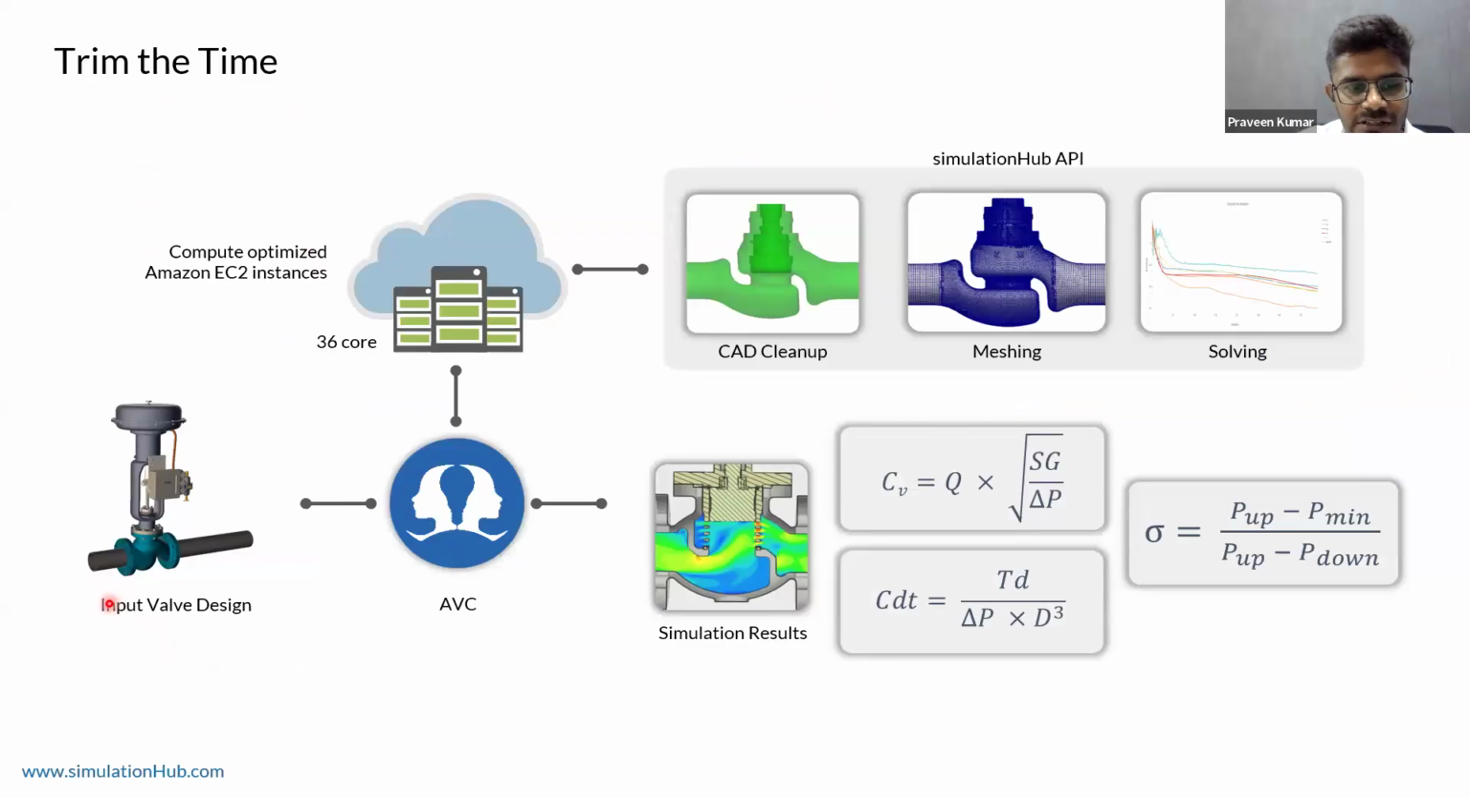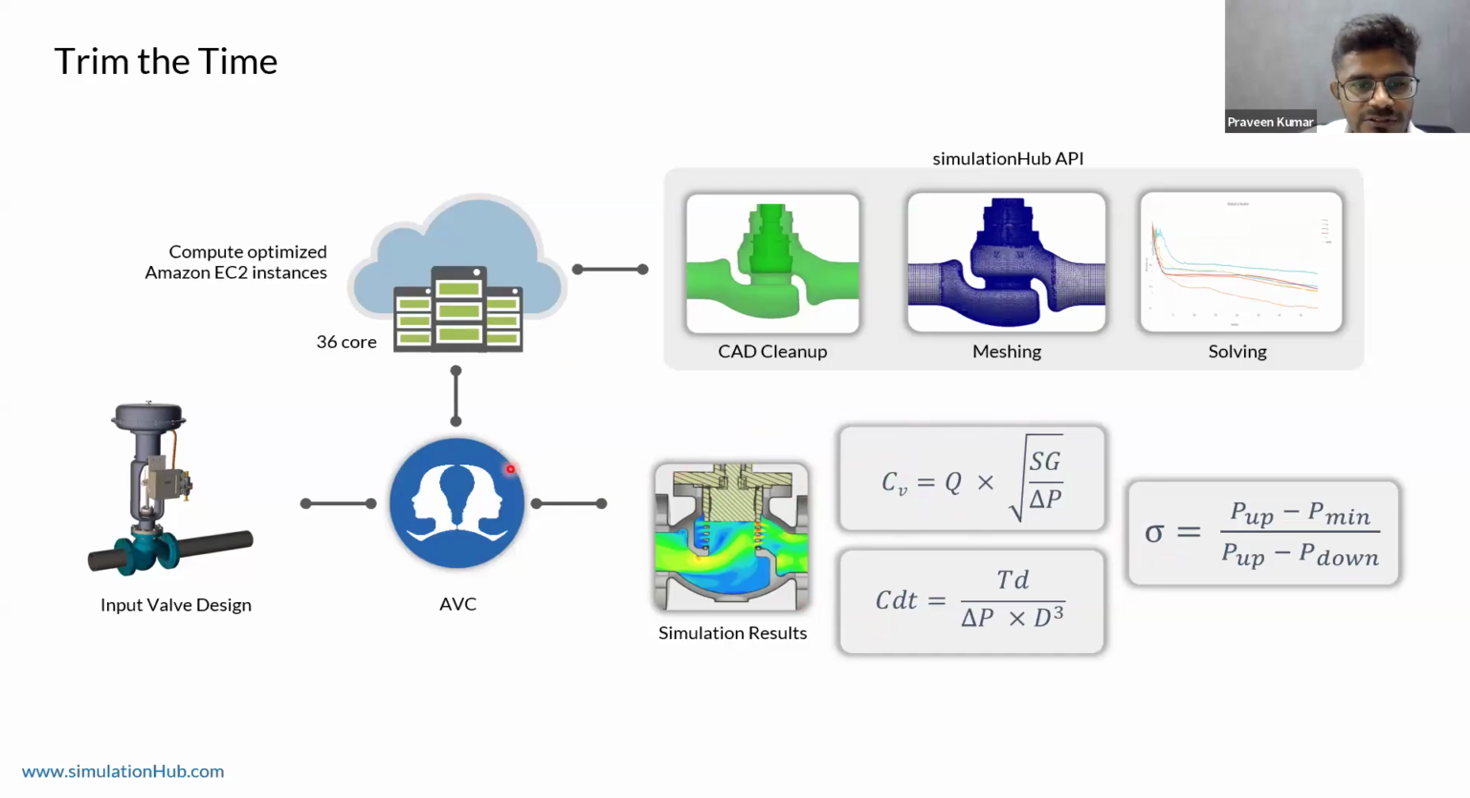When we input the valve design to AVC, it assigns a dedicated 36-core Amazon EC2 instance, and all the CFD processes are done autonomously on the cloud. Simulation APIs are called for CAD cleanup, meshing, and solve, and then the simulation result is fetched and viewable in the browser. You get the incipient cavitation index, and then CV, CDT, all those things.